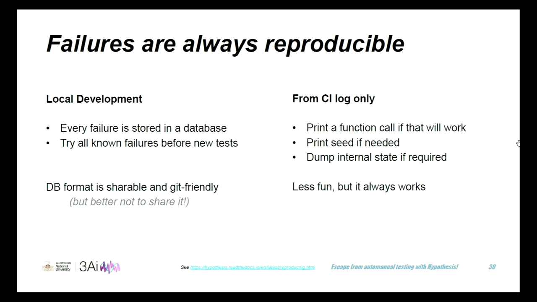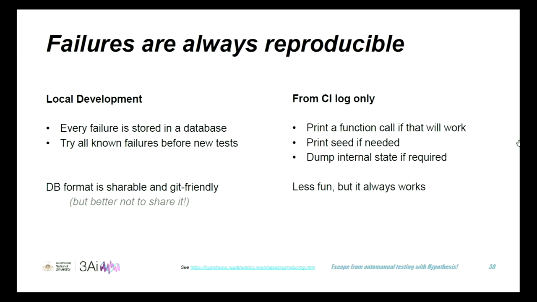Or if it runs on CI and the database was on a worker which then got garbage collected and you can't get it, we also make sure that we try to do a couple of things. So for simple functions, we just print an example call to the function which should reproduce the bug. If it looks like there was randomness used, we also print the seed that would reproduce that. And if all else fails, we dump the entire state of the internals in a serialized format that lets you run the same test again deterministically. That one's less fun, but it always works.